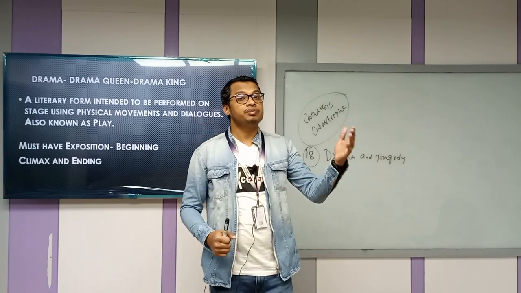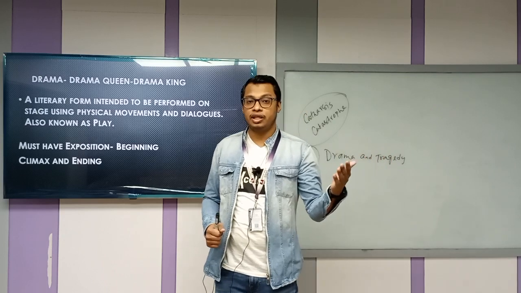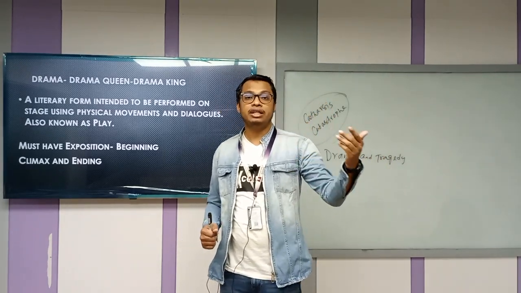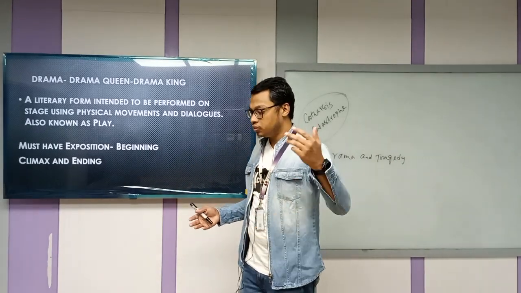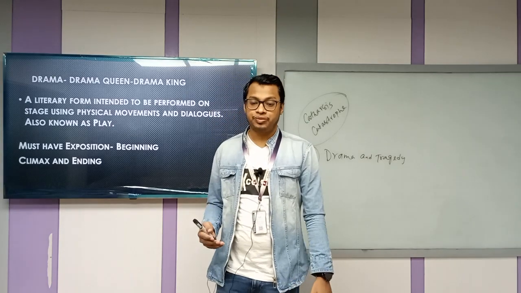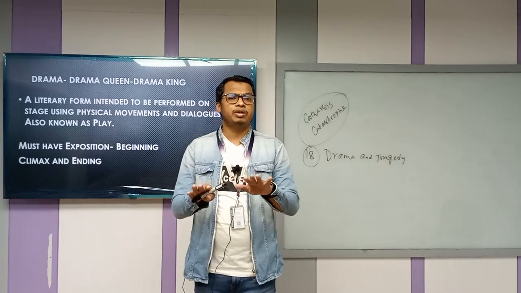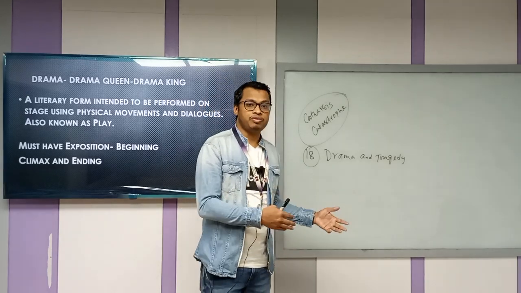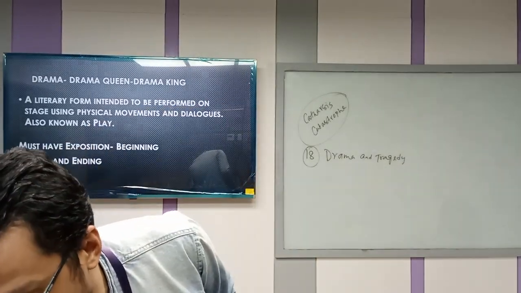So what are the elements of drama? If the question comes, you must be ready to answer that question. It says that there must be three parts. One is the beginning, exposition, and there is a middle, climax, and then the conclusion. So these are the three parts I want you to remember. And there is no basic difference between the play and the drama. The play is basically a written form, and the drama is performed on the stage. That's it. This is the basic difference between drama and play.